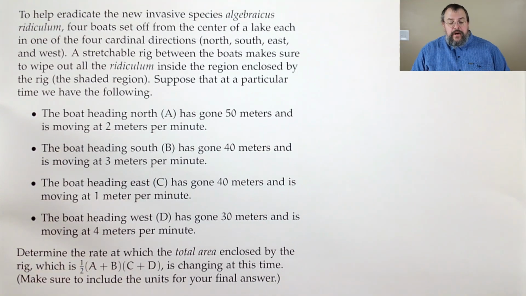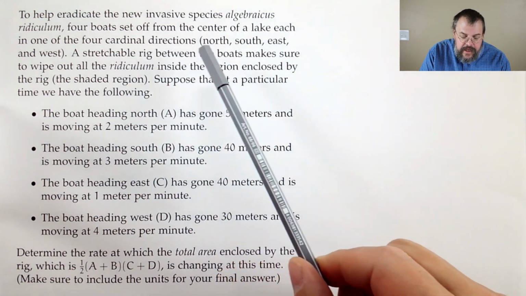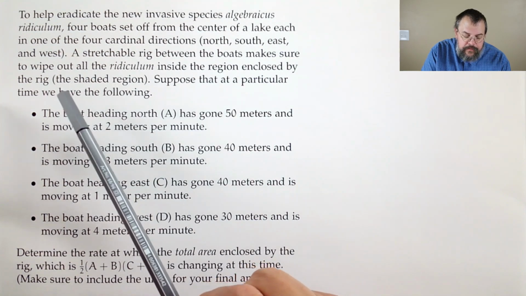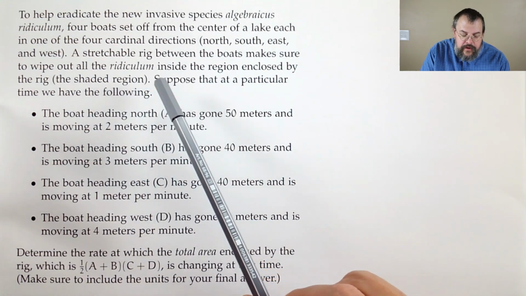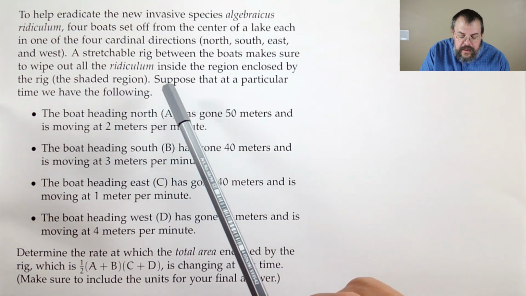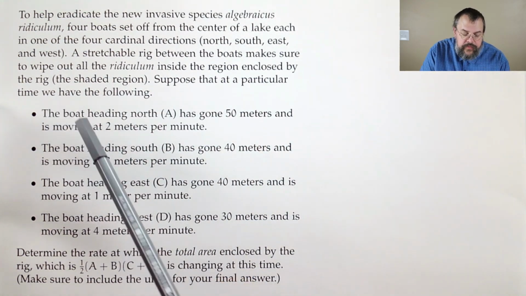So, to help eradicate the new invasive species, Algebraicus ridiculum. And you're probably thinking, yeah, I think some of the algebra is kind of ridiculum. But okay, what do we have? 4 boats set off from the center of a lake, each in one of the 4 cardinal directions, north, south, east, and west. There's a stretchable rig between the boats that makes sure to wipe out all the ridiculum inside the region enclosed by the rig, the shaded region.